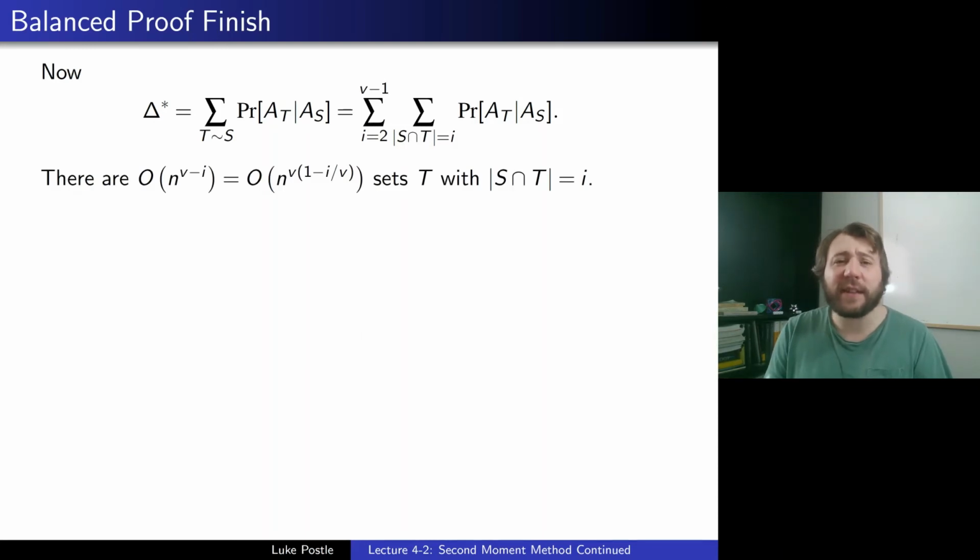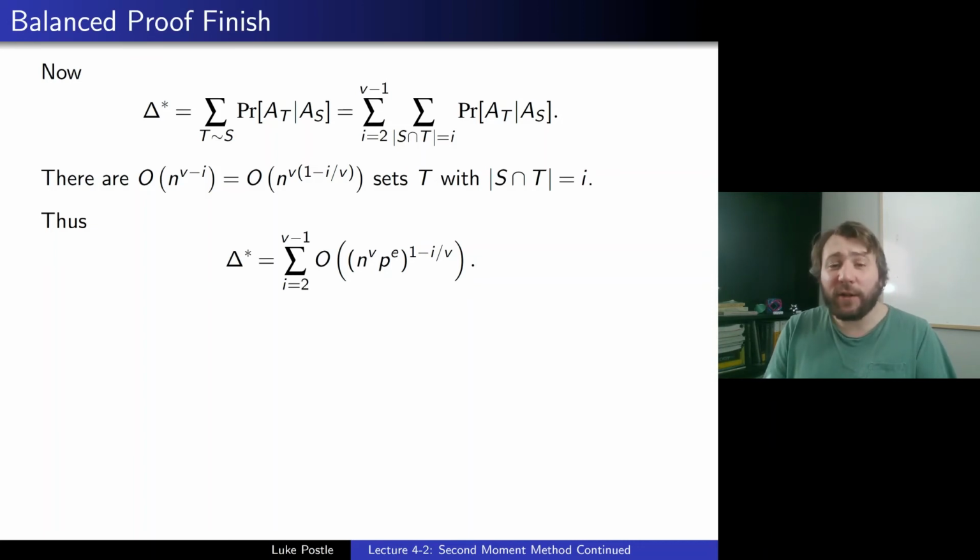And we'll note that there are again n to the V minus I such sets T, because basically for every additional vertex, of the V minus I other ones you need to pick from T, there's roughly n choices outside. And so that's O of n to the 1 minus I over V times V. And now we can just plug this in. So we know that delta star is equal to this sum. And you can actually note that they both have a nice 1 minus I over V factor. So it's the sum of O of n to the V times p to the E, to the 1 minus I over V. So why should that look familiar?